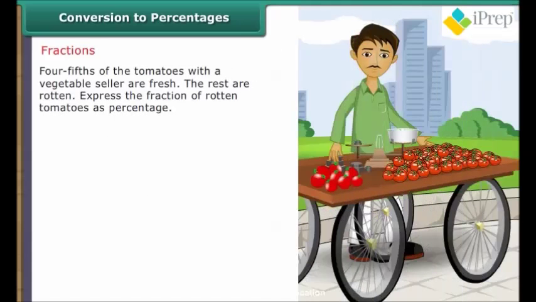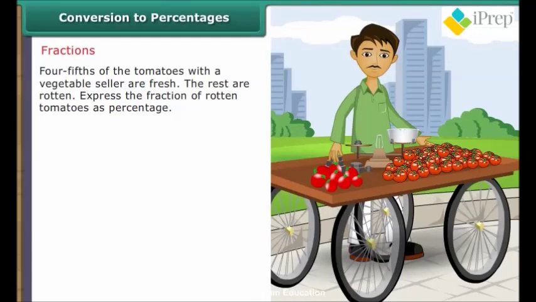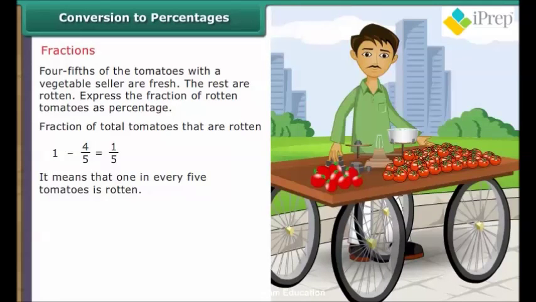Fractions. 4/5 of the tomatoes with a vegetable seller are fresh. The rest are rotten. Express the fraction of rotten tomatoes as percentage. Fraction of total tomatoes that are rotten is equal to 1 minus 4 upon 5, which equals 1 upon 5. It means that 1 in every 5 tomatoes is rotten.